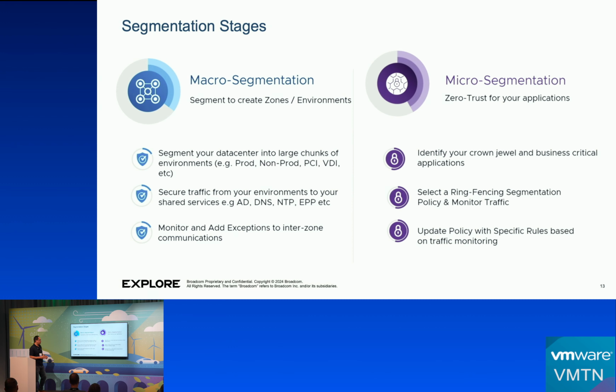You want to secure traffic between these services, like test environment cannot talk to production environment, cannot talk to compliance zones. So you want to create that high-level policies to limit the attack surface. But you also want to monitor and add exceptions to inter-zone communications. For example, you may want the test environment to be able to reach the NTP servers in the common services zone.